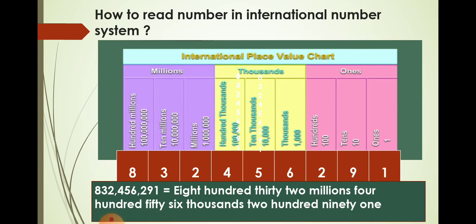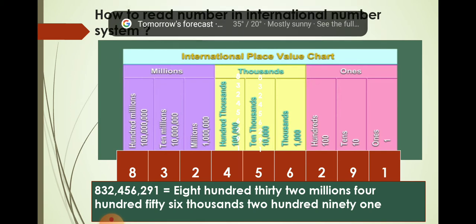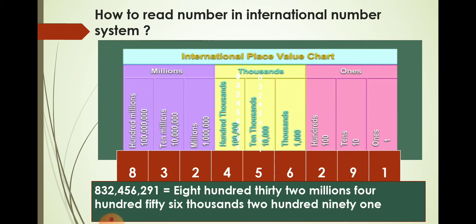Now, how to read a number in the international number system? Again, we take an example of a number, that is 832456291. So here is a number. To find the place value of a number or to read the number, we start putting the digits of the number from the very right side.